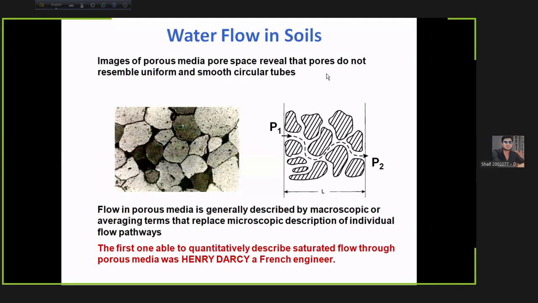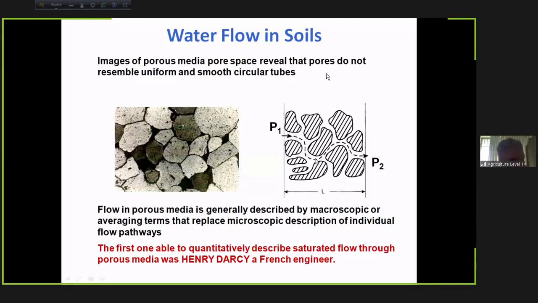We have to understand. If we have a look here, this is a porous system. We know our soil is a porous system. It has porosity. It has pore spaces. We have some macropores. We have some micropores. And when the pores are connected with one another, you see.